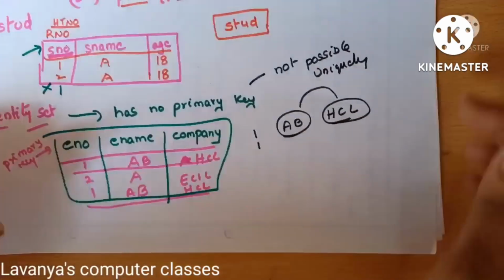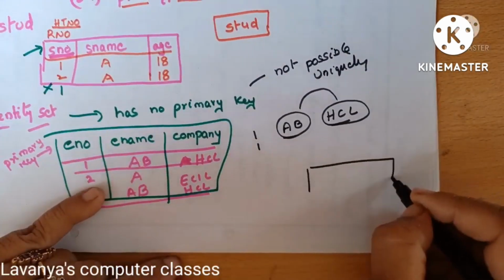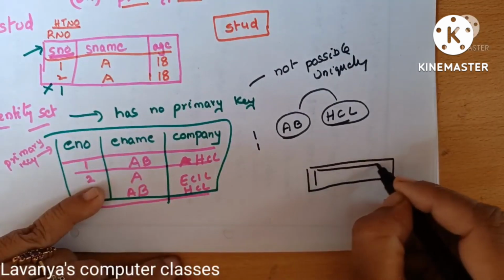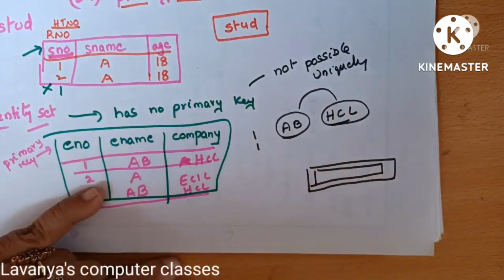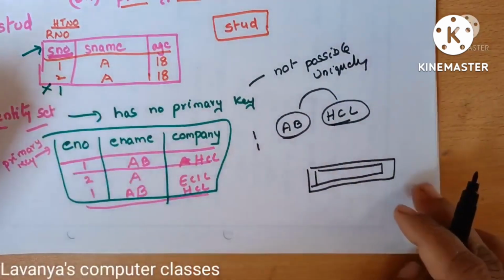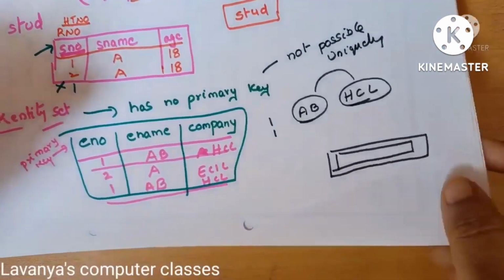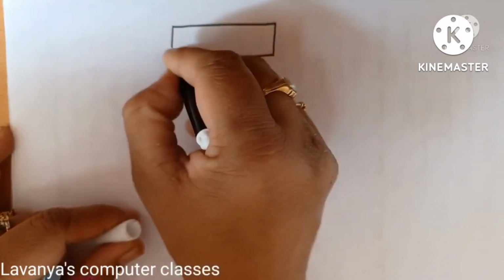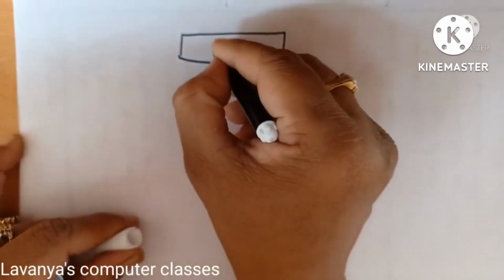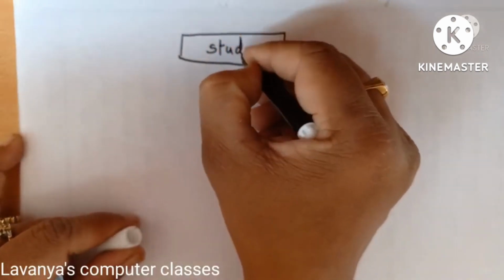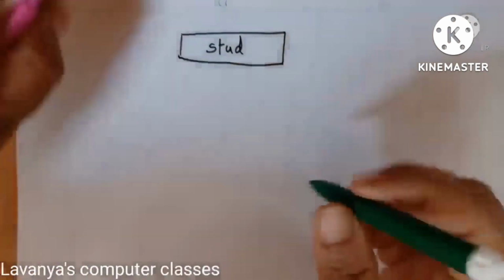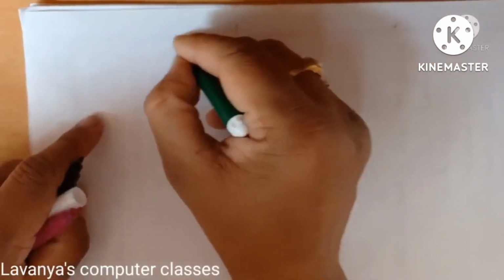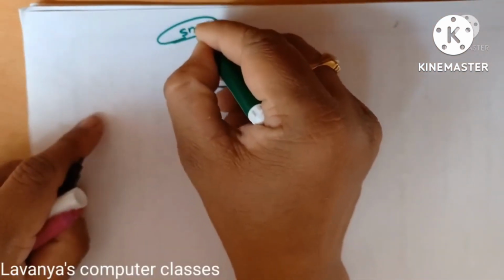So how can you represent a weak entity set? It is a rectangle, but two rectangles. Two rectangle symbols are the representation of a weak entity set. I will give the example. One is a strong entity, another one is a weak entity. This is the strong entity set. For strong entity sets, there is only one rectangle. In this, student with serial number. This is the attribute. I will explain the next one.